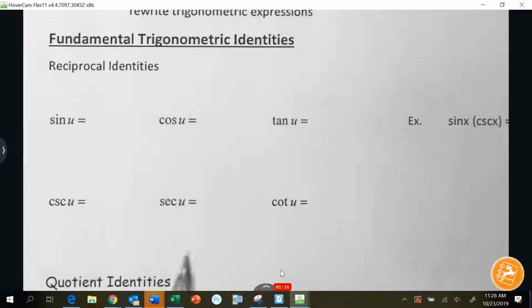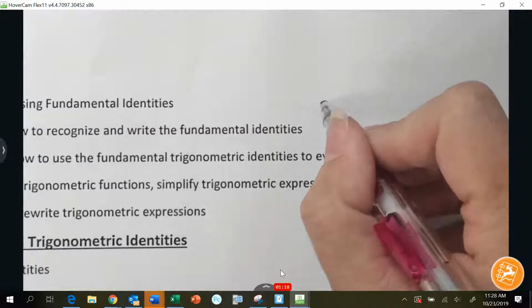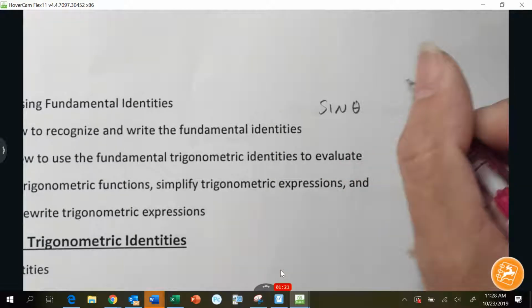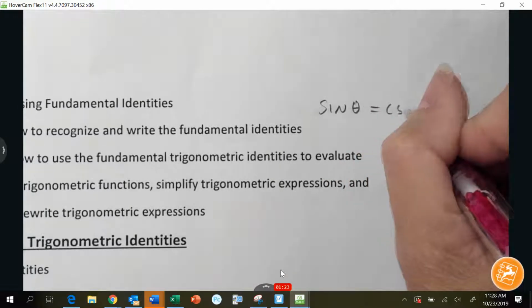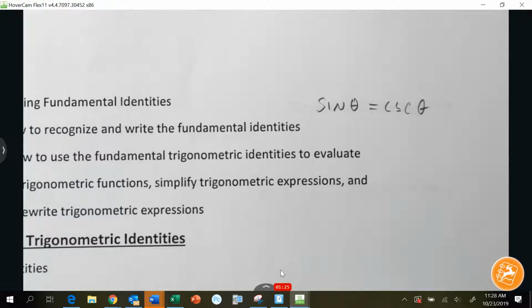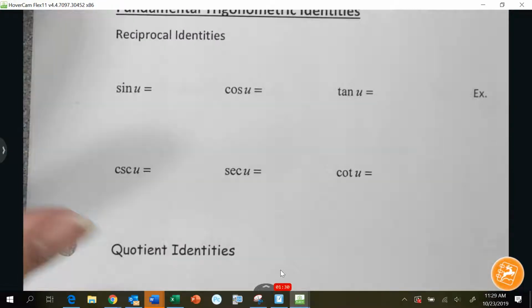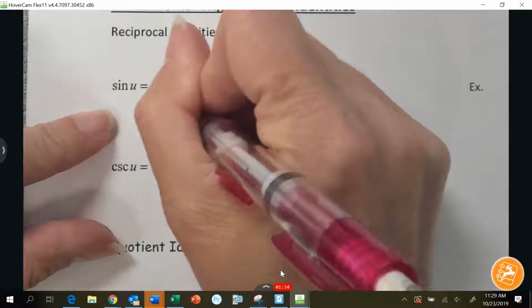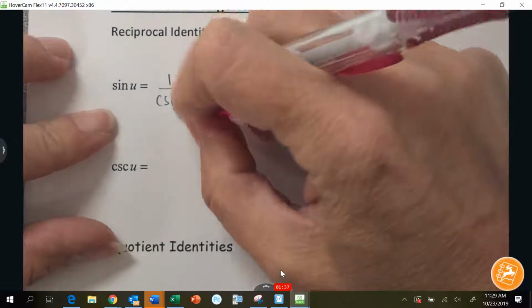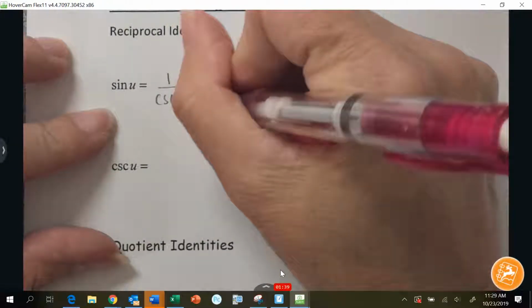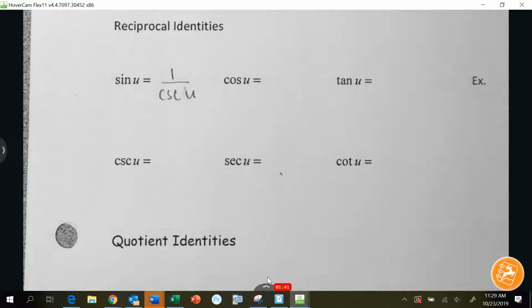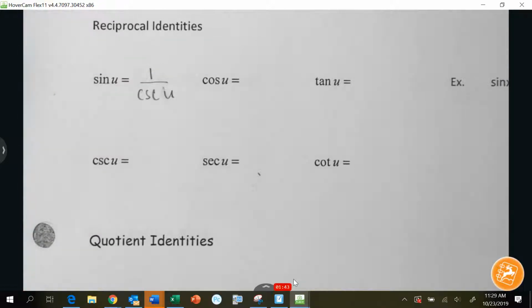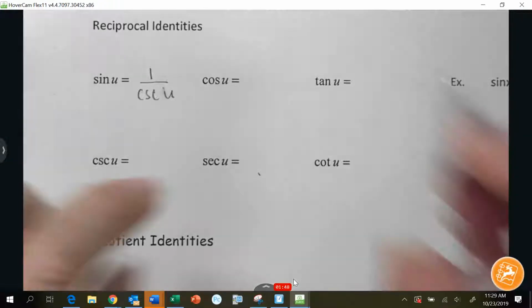But they're not equal to each other. Like I can't say, don't write this down, I can't say sine theta equals cosecant theta. They're not equal to each other. They are reciprocals of each other. So to say that they are equal, to set them equal to each other, I have to say sine u is equal to 1 over cosecant. U is instead of theta. I should just go change that to thetas, but these are just like formulas, so they're using u instead of theta. Could be any angle.